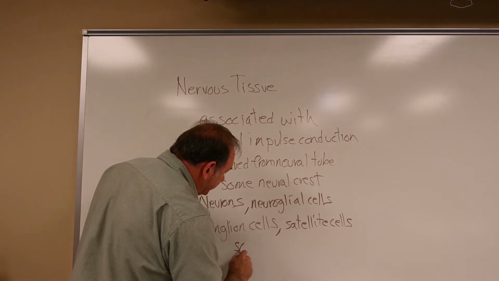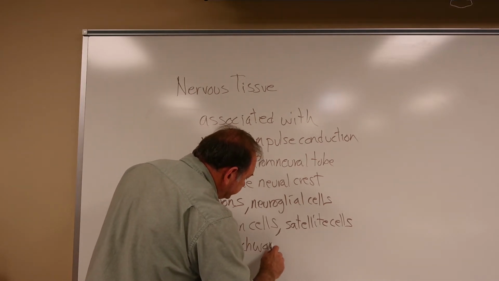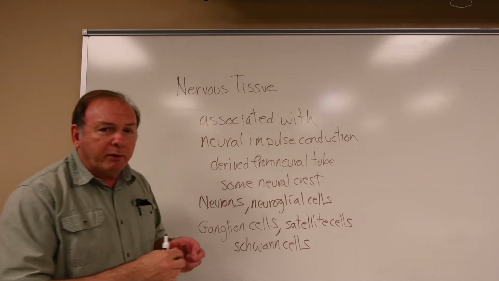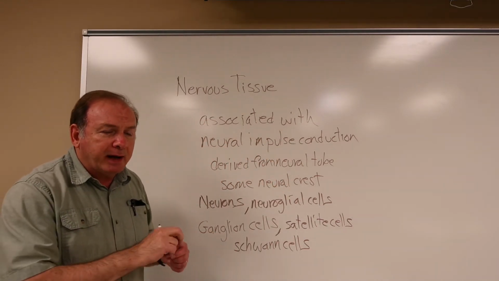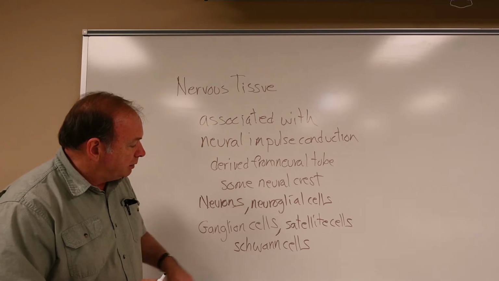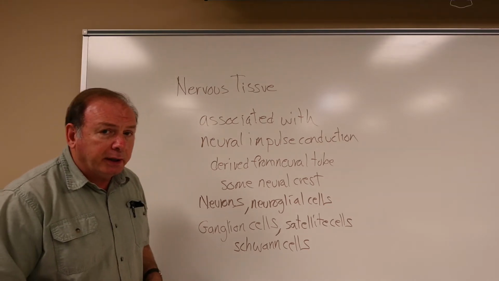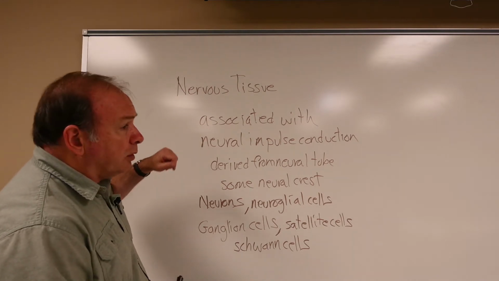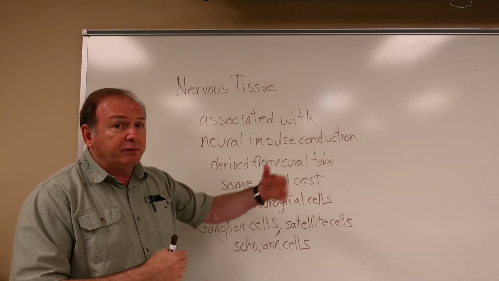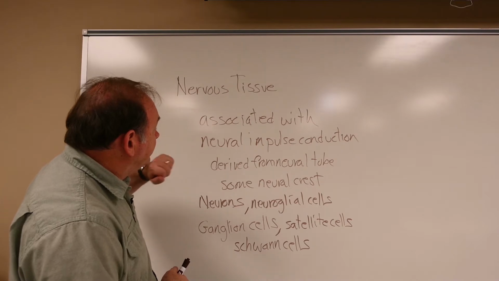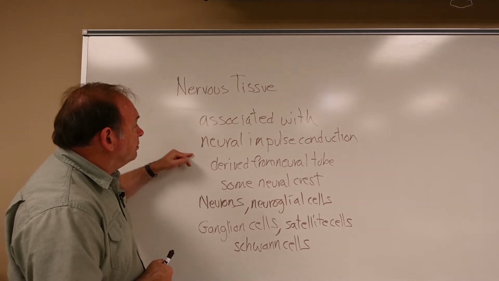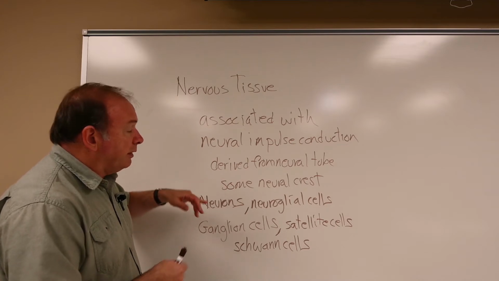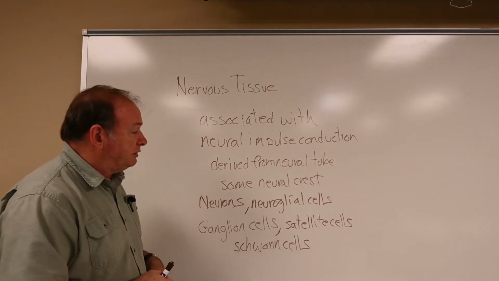And we have the Schwann cells that form around the outside of nerve fibers. And we'll describe how that works later on as well. So this kind of finishes out our different tissue categories. We've seen epithelium, connective tissue, muscle tissue, and nervous tissue. Nervous tissue, things associated with impulse conduction derived from either the neural tube or the neural crest.